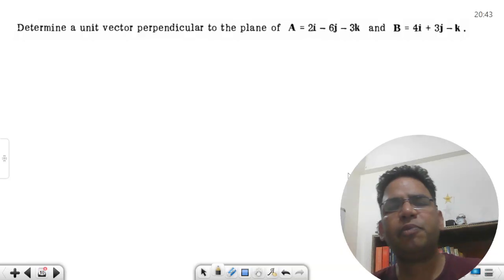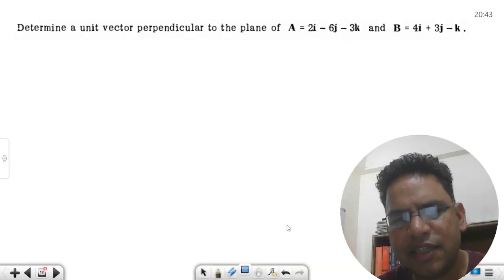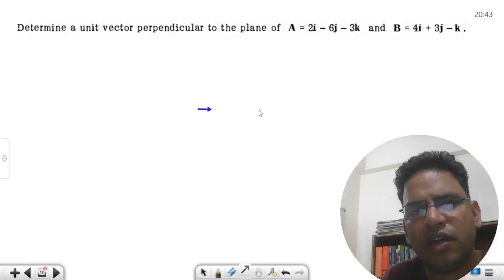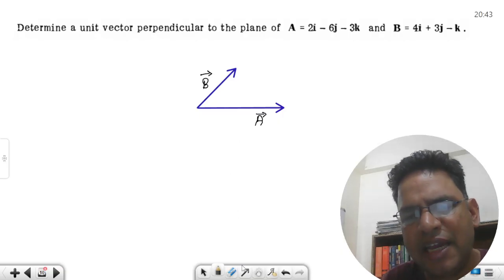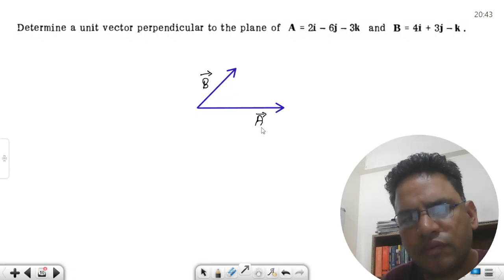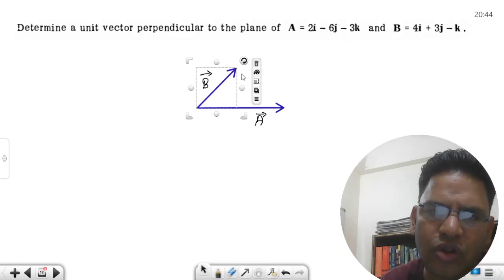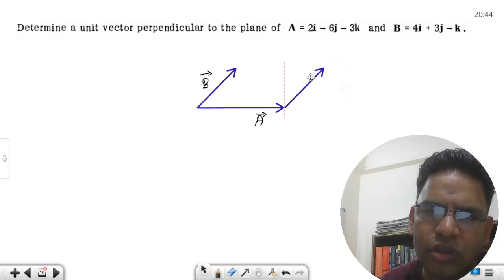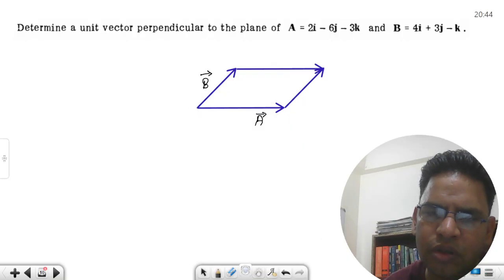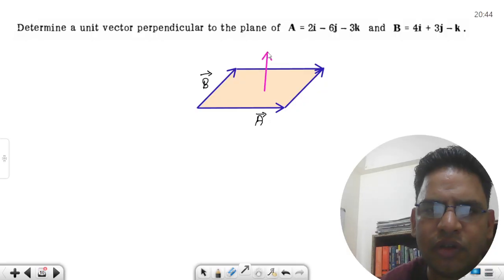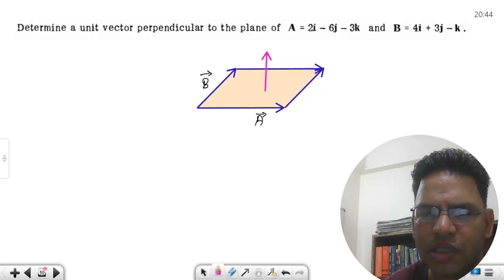Determine a unit vector perpendicular to the plane of a and b. Now this is a very interesting question. What you have to do is find a unit vector perpendicular to a and b. Suppose you have this vector a and this vector b. They span a plane, and if I draw it like this, it forms a parallelogram. From it, I want to find the unit vector.